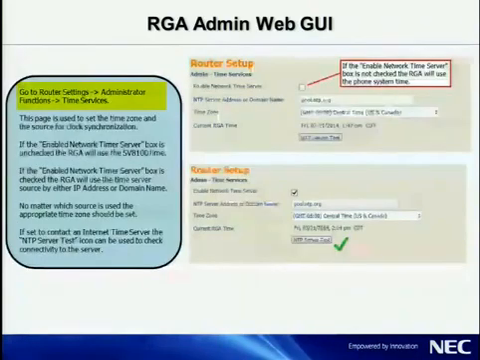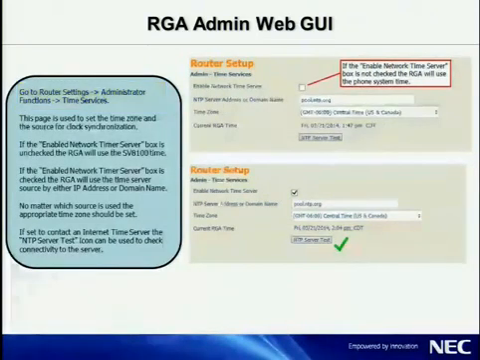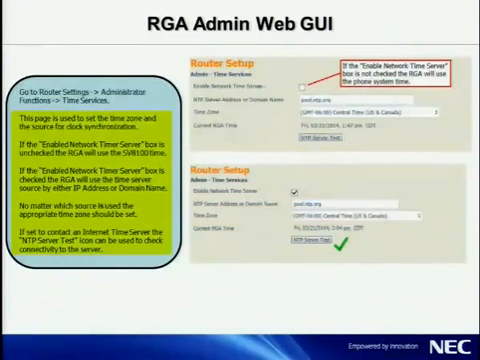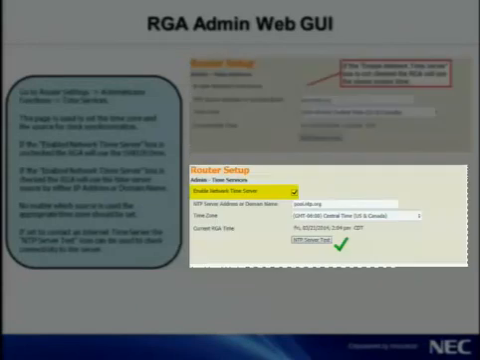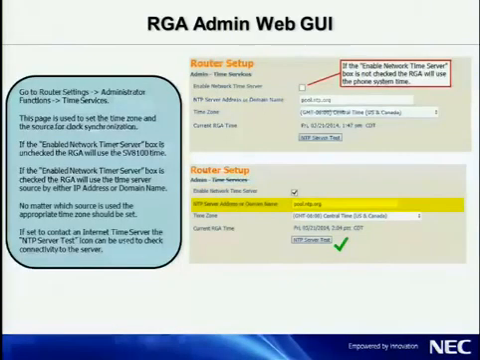Next, we're going to go to Router Settings, Administration Functions, Time Services. This is where you set the time zone and the source for the clock synchronization. To use the timing of the SV8100, uncheck the Enabled Network Timer Server box. If that box is checked, the RGA will use the time server that is referenced by either IP address or domain name. In this example, pool.ntp.org.